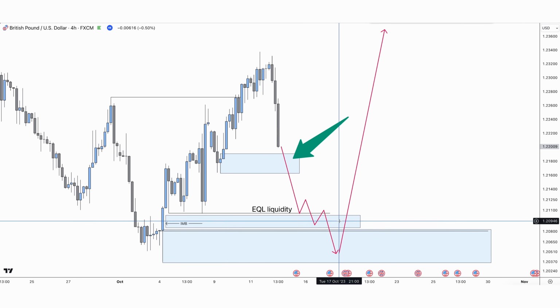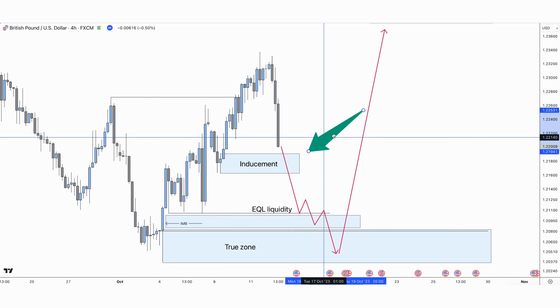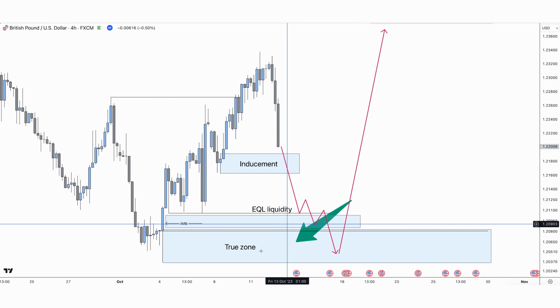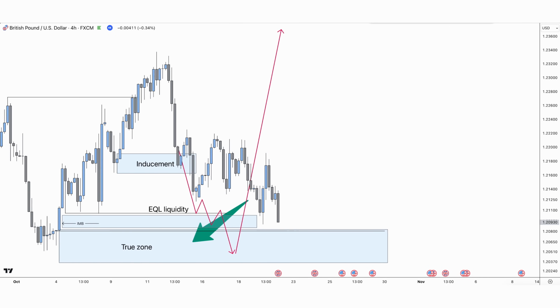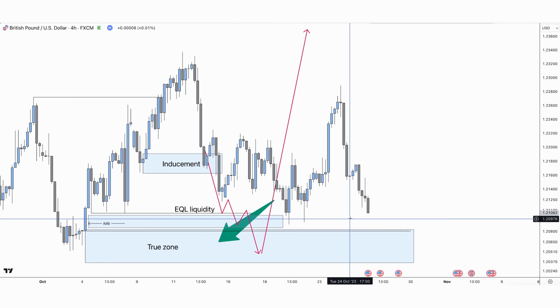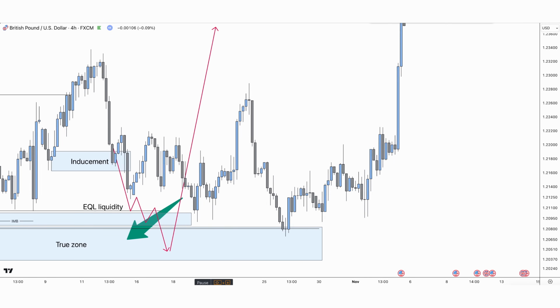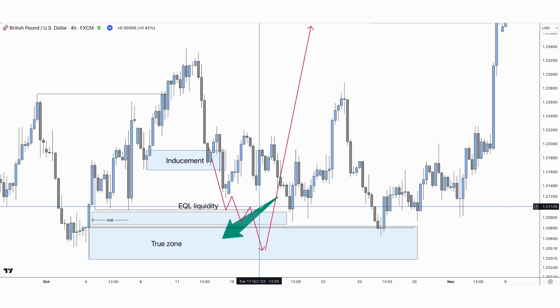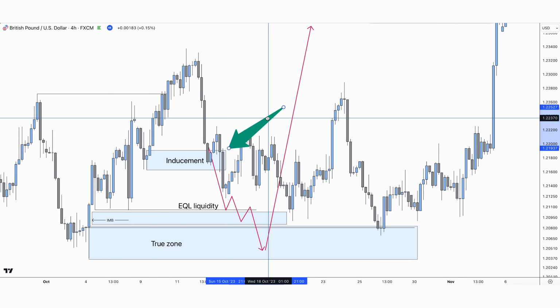the upside to take place, which means we can ignore this area up here, which we would classify as the inducement zone. So that's the inducement. This is the true zone, and this is the zone that we want to take our buys from, not the higher area. This same theory of inducement can be used and seen a lot of times in the market, and I just want to make sure that you're aware of it so that you can be trading from the high probability points like this one and not getting caught up buying or selling from inducement zones.